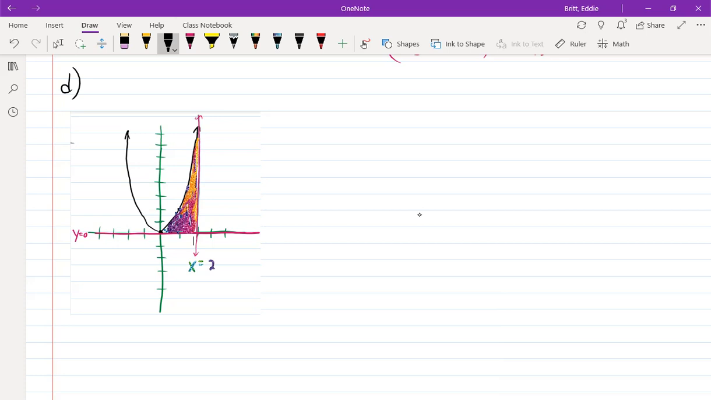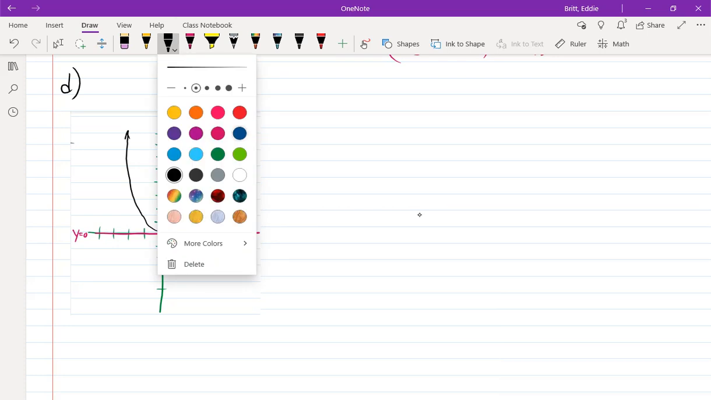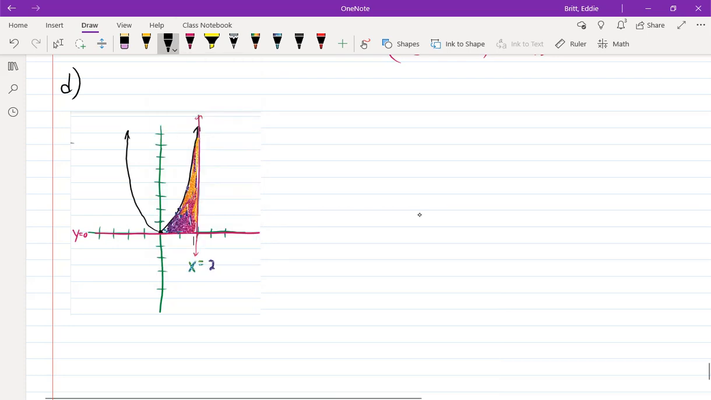So since there's going to be no missing stuff anywhere in here, it's going to be a disk method problem. Now remember what we're doing. We're taking these rectangles, and if I go around a vertical line, I have horizontal rectangles. So I'm taking an infinite number of these rectangles and revolving them about the vertical line.